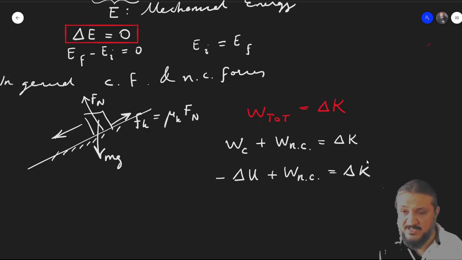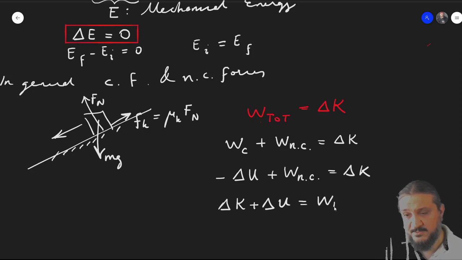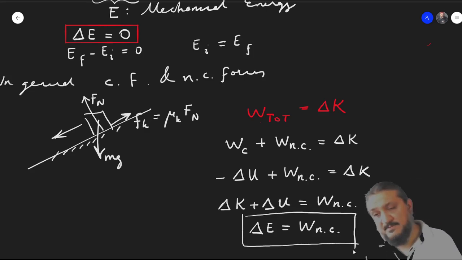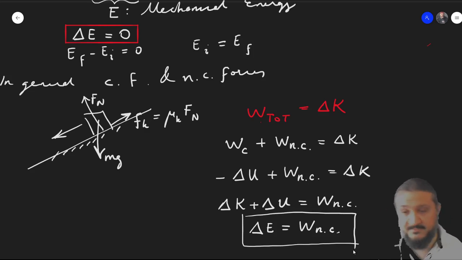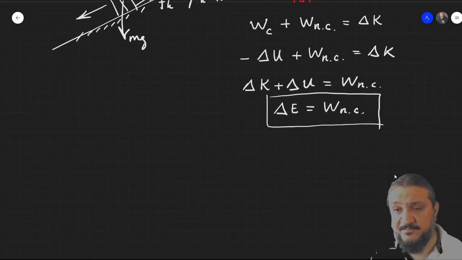And I do the same trick. I move delta U to the right-hand side, and I end up with delta K plus delta U equal to W non-conservative. Or, using the same notation E here, mechanical energy, the change in the mechanical energy is equal to the work done by the non-conservative forces, okay, or the energy dissipation by friction, okay. Depending on the book you're reading, you may find it defined like that.